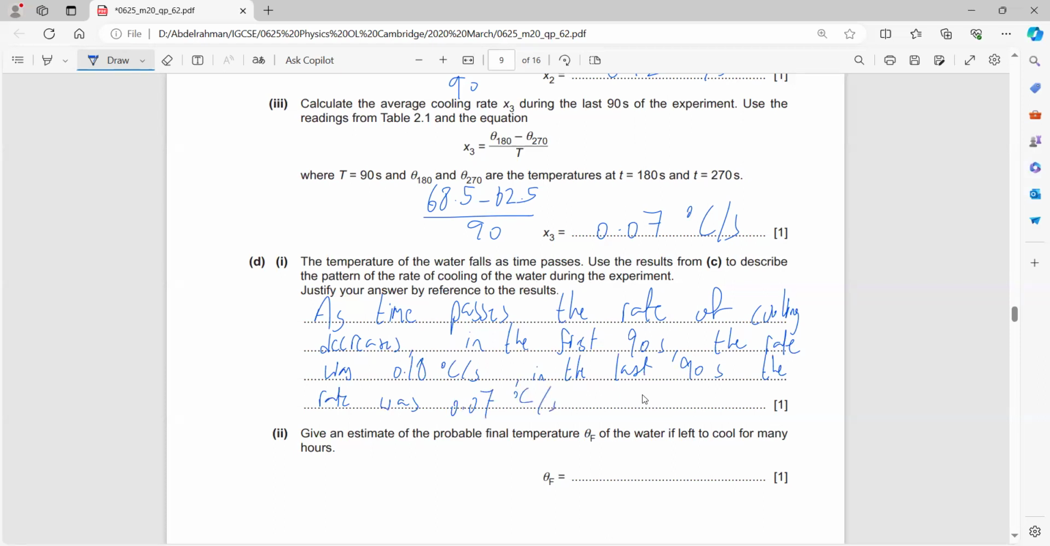Again, whenever he says justify, you have to write down numbers. You have to use numbers from the table or from whatever previous question. Okay, you have to do that.